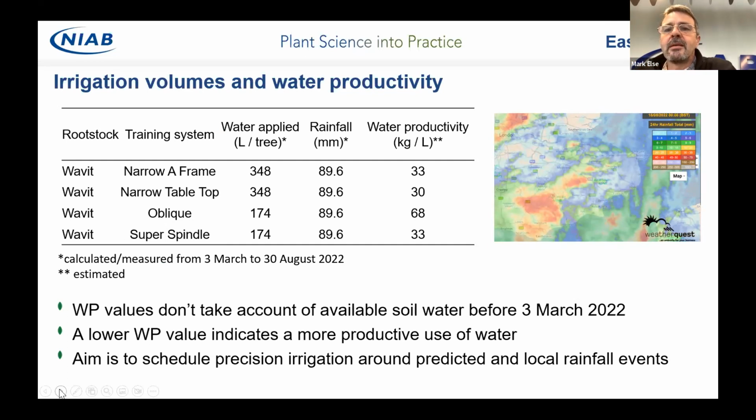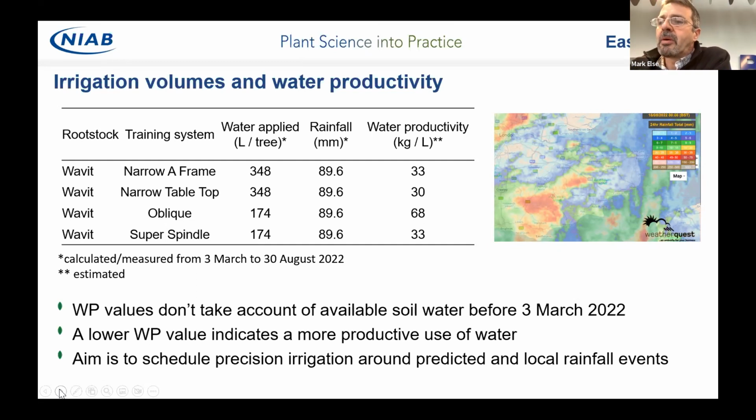But you can see here in the table we have the water applied in terms of litres per tree, and then we have the rainfall that was estimated over the cropping season, and then we have what we call the water productivity value. The water productivity value is a measure of how productively we're using each litre of water in terms of class 1 or marketable fruit. Essentially, the lower the water productivity value, the more productive the use of water. And so that's something we're aiming to better understand.